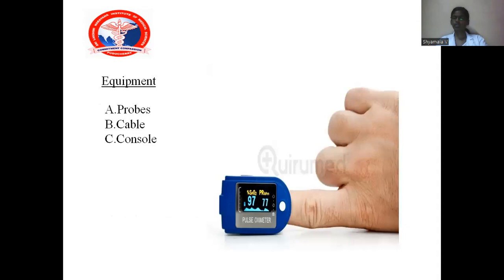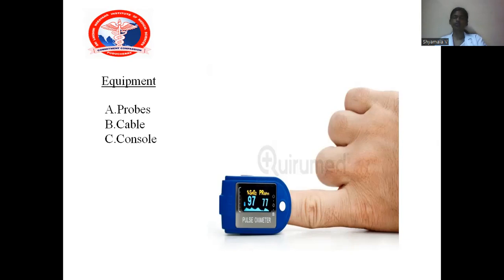So before going to the parts of the pulse oximeter, we quickly revise the types of pulse oximeter and the principles of pulse oximeter. Pulse oximeter follows the principle of spectrophotometry. It follows Beer-Lambert's law. Beer's law states that when light is transmitted through a substance with a solute dissolved in it, the intensity of transmitted light decreases as the concentration of the substance increases. Lambert's law states that if light falls on a homogeneous substance, the intensity of the transmitted light decreases as the distance through the substance increases.